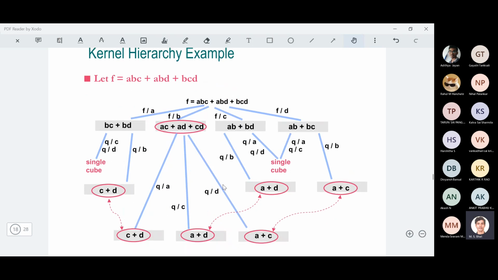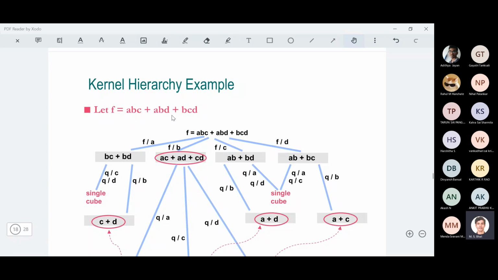So here is an example. Let us say F is ABC plus ABD plus BCD. Now let us divide the function by different variables A, B, C, D, etc. When I divide F by A, you get BC plus BD. Is this a kernel? This is not a kernel because I can extract B from this. So now you divide this by B, you get C plus D. That is a kernel.